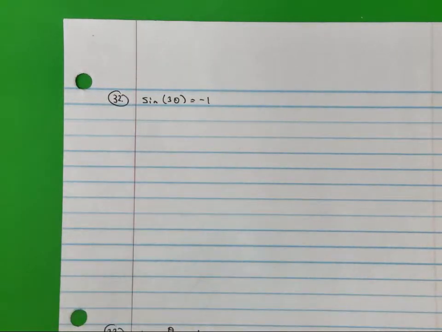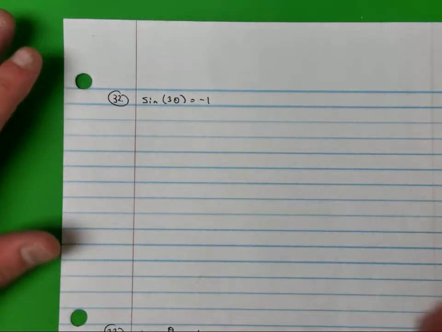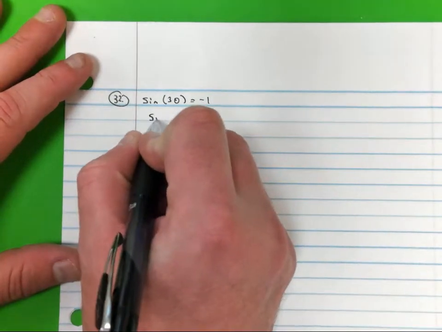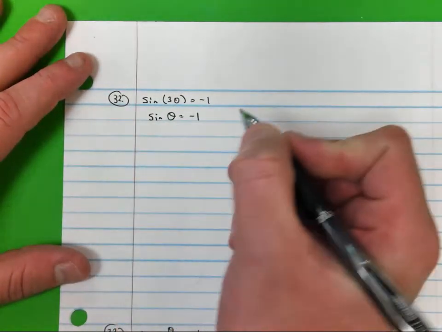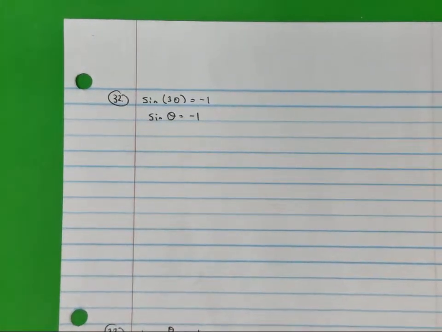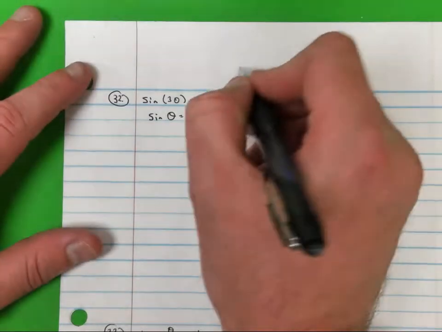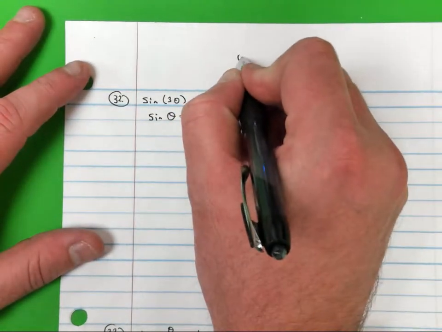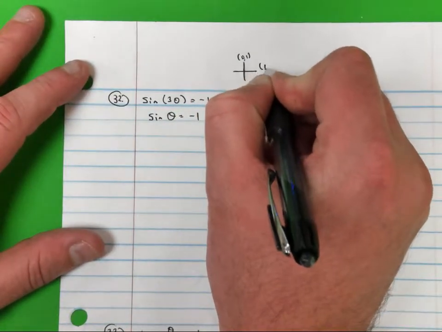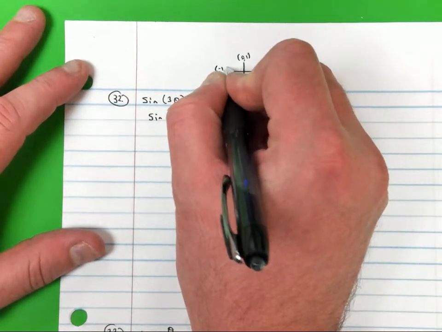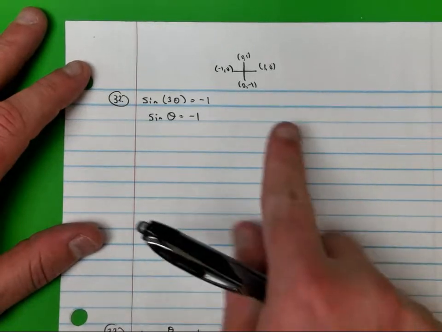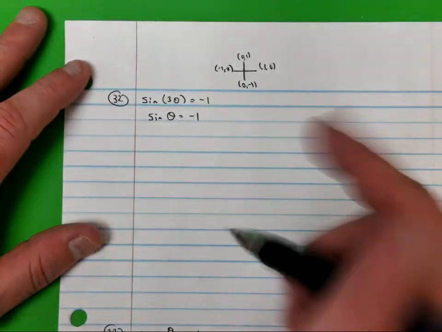So remember, the first step you do on these is you're going to just temporarily ignore that 3 and just say sine theta equals negative 1, and think, where does sine theta equal negative 1? Remember your major points. Sine of theta equals negative 1 here at 3 pi over 2.